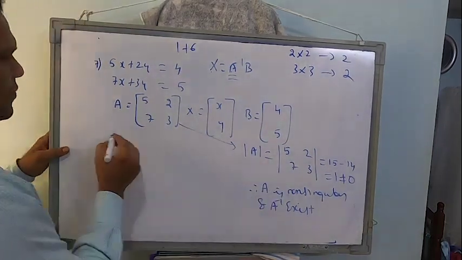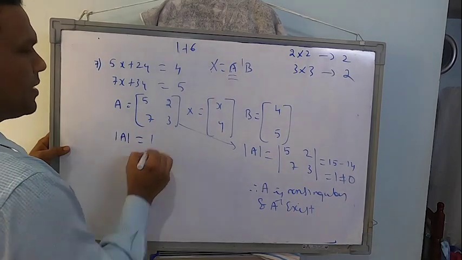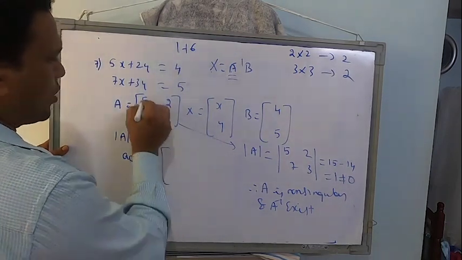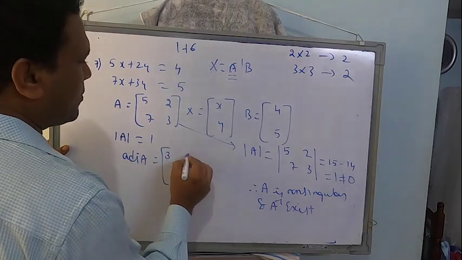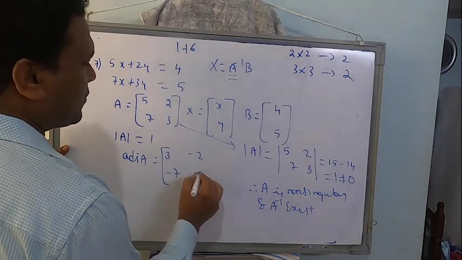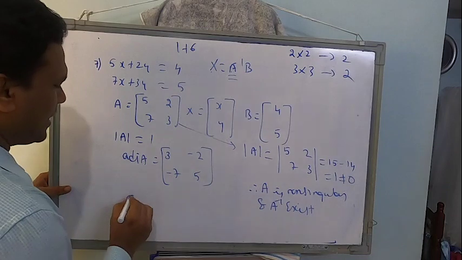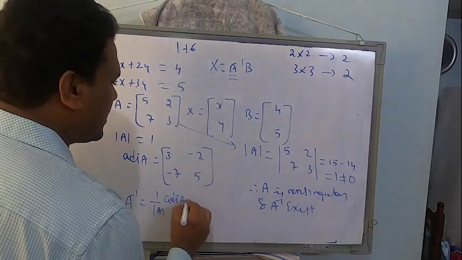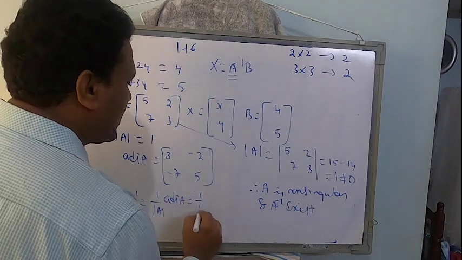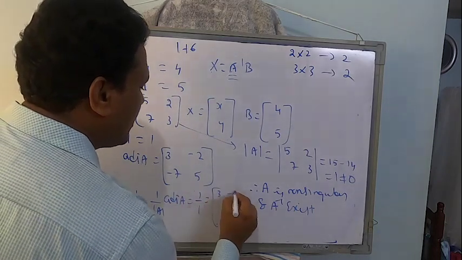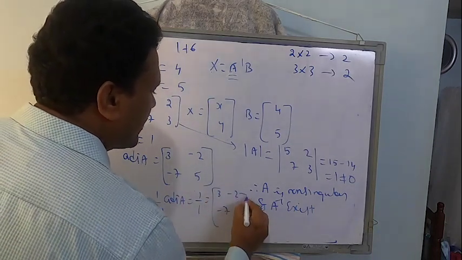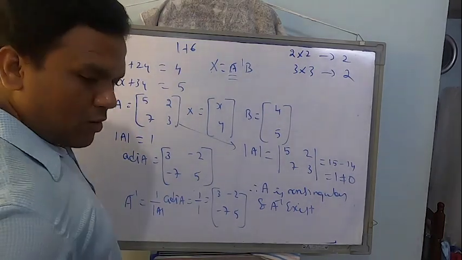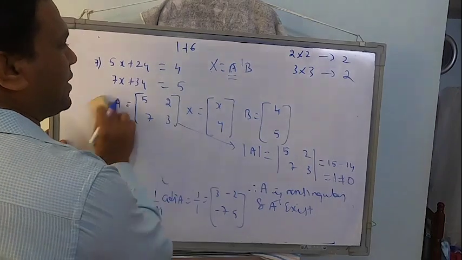Fine, okay. So remember this concept, students, whatever I explained here. For this, I know the value of the determinant already. The value of the determinant is 1. I should just find the adjoint. Shortcut method: 3, minus 2, minus 7, 5. Therefore, A inverse equals 1 by determinant A multiplied by adjoint A. So that's 1 by 1 multiplied by 3 minus 2 minus 7 5. Right. So now let me go to the formula.